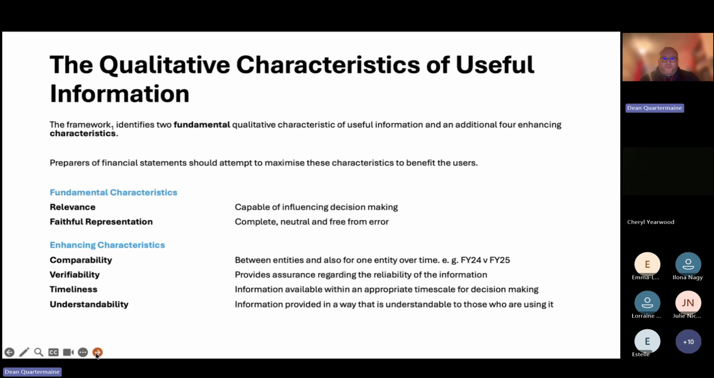What we really mean there is that it should be the complete picture. So all of the information, not excluding any of the information. It needs to be neutral, i.e., free from any bias. So you're not selling a better picture than you should be presenting. It's a totally neutral picture and free from error.